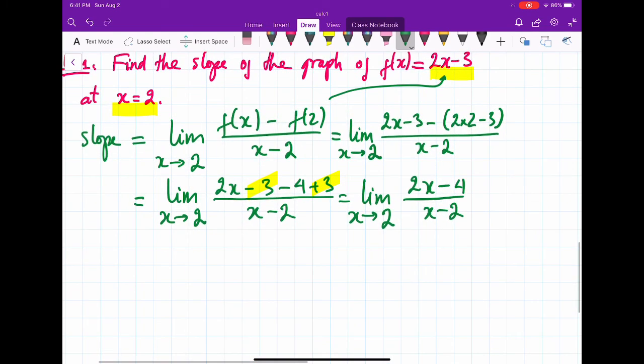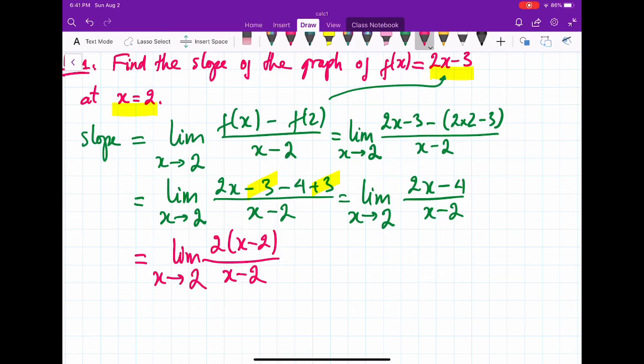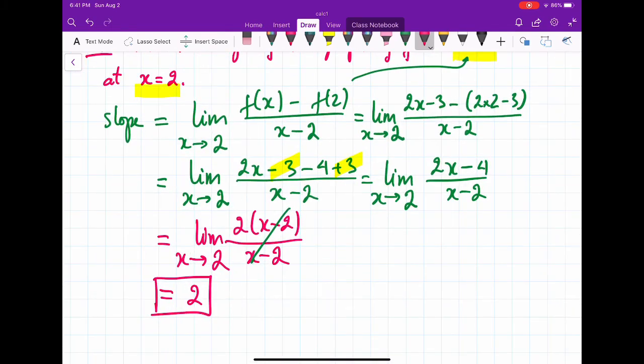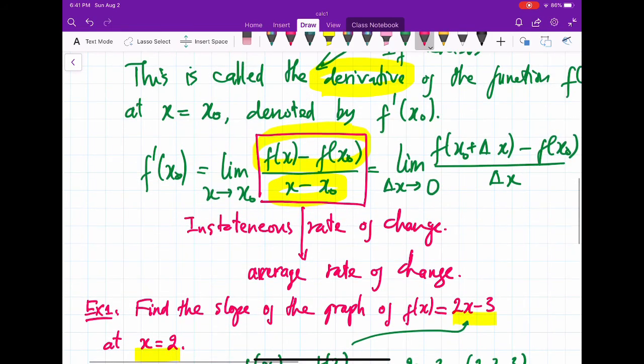Again, you factor the top, because when you plug x equal to 2 into the limit, you get 0 over 0. So this is equal to the limit of 2 times x minus 2, over x minus 2, x approaches 2. You simplify x minus 2, you get 2. The slope is 2. So this is one way to get the slope if we use this formula.